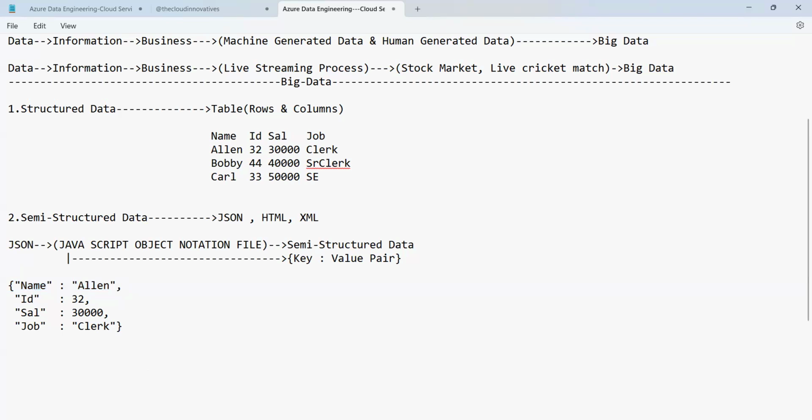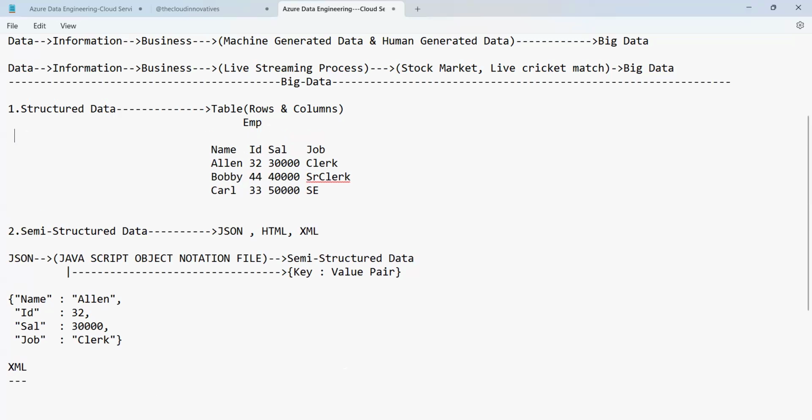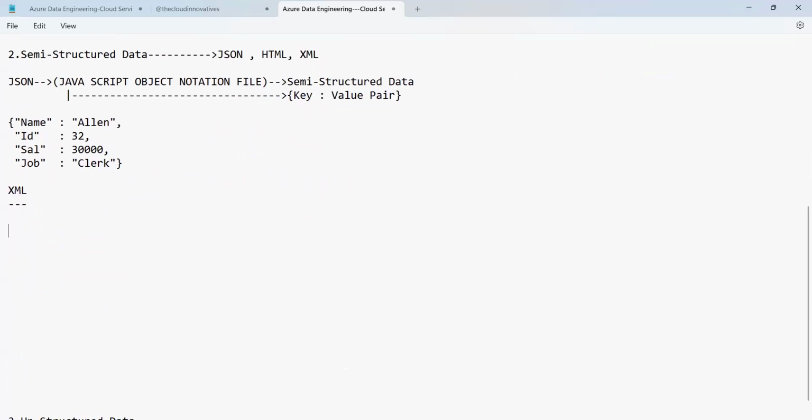Likewise, you can have the data in an XML file. So I'll write down the same data in the XML file, and show you how the XML data appears here. Let's give the table name. The name of the table is EMP, where EMP is nothing but employees. So let's write the same data in XML.